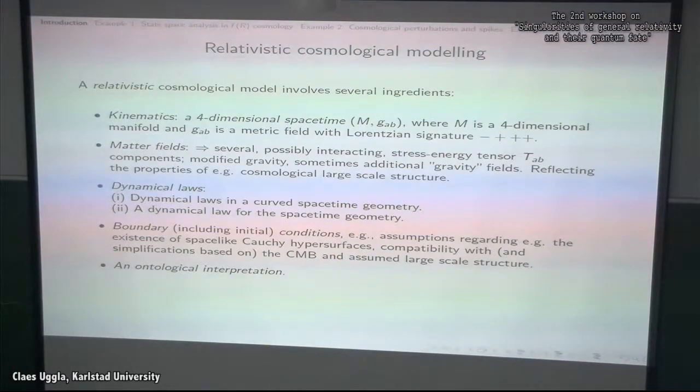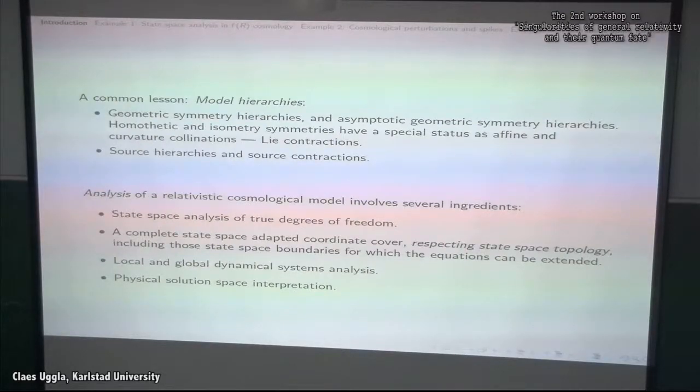How to make this more specific then? Well, common lessons for anything in this area are the following. There are model hierarchies, and this goes back to, say, Newton. You start with the simple and go to the more complex things, but here it takes on specific meaning. In all these geometric theories, there are geometric symmetry hierarchies. And in particular, there are preferred symmetries.